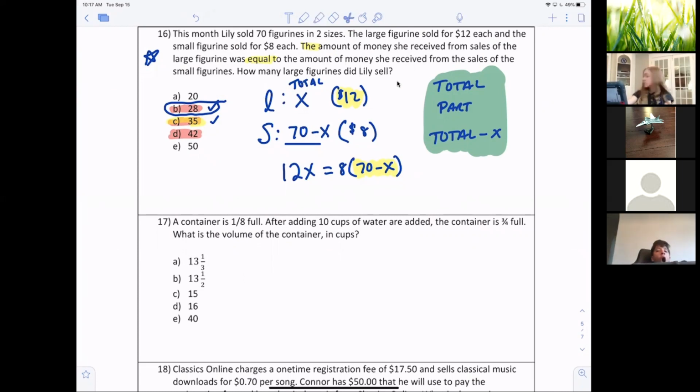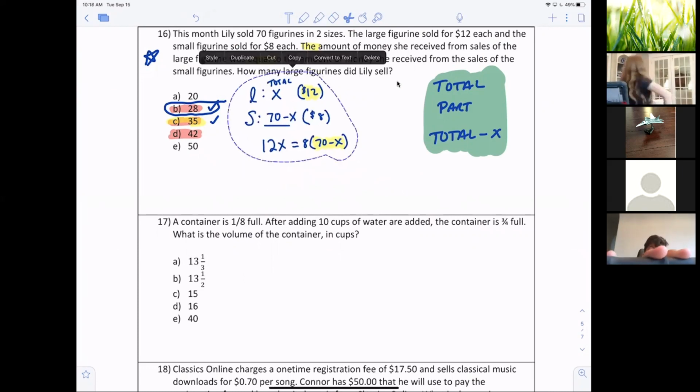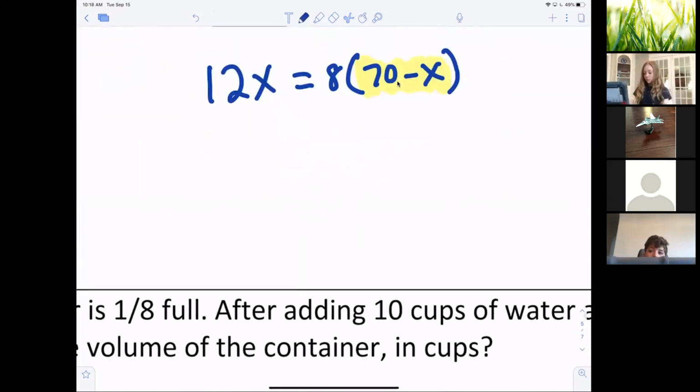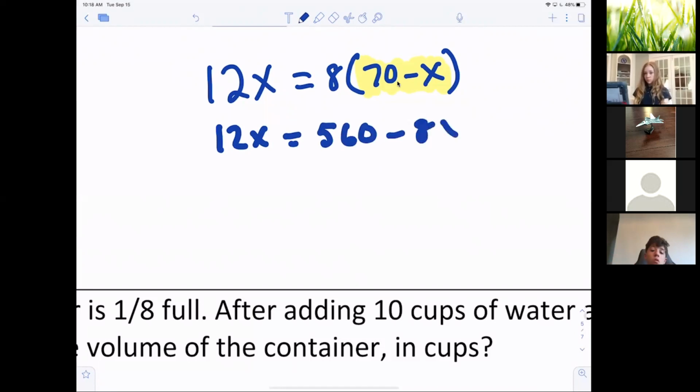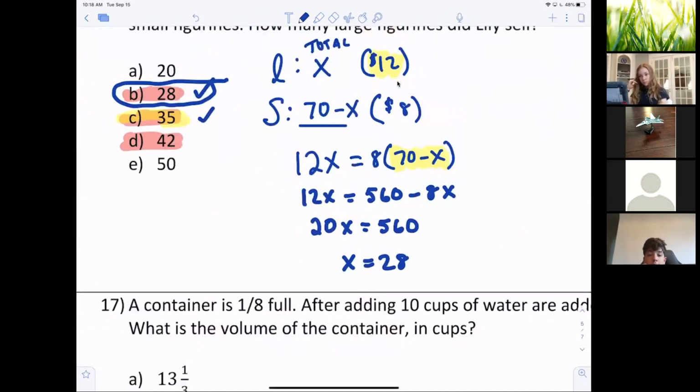All right, now we're going to solve this out. I'm going to shrink this down a little bit. We want to solve this equation. So distributing the 8, 12x equals 560 minus 8x. Add 8x to both sides. 20x equals 560. So x equals what? X equals 28. Now, I got to make sure I'm answering the question.